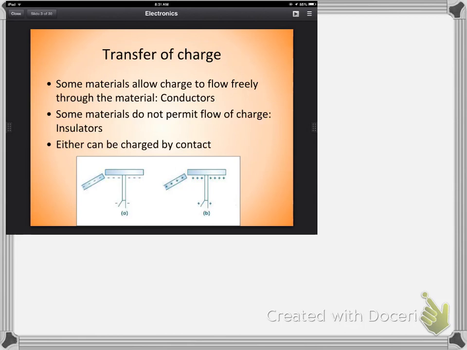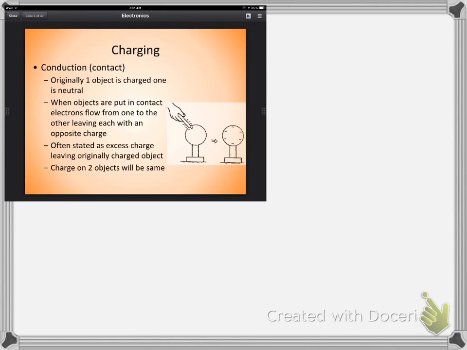So we can take a conductor or an insulator and we can charge it by contact. So we can take one charged object, touch it to another object, and dump electrons onto something, or in some cases pull them off. More commonly, we can pull them off, and the image there is an example of charging by contact, both positively and negatively.